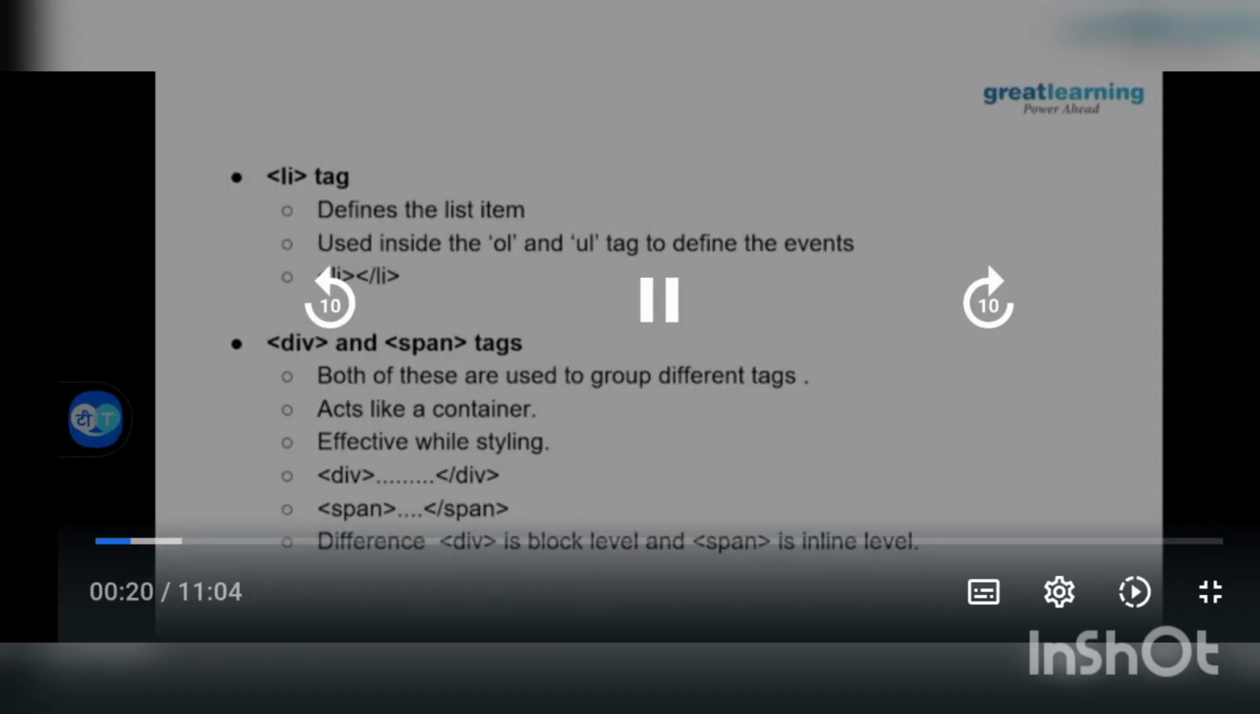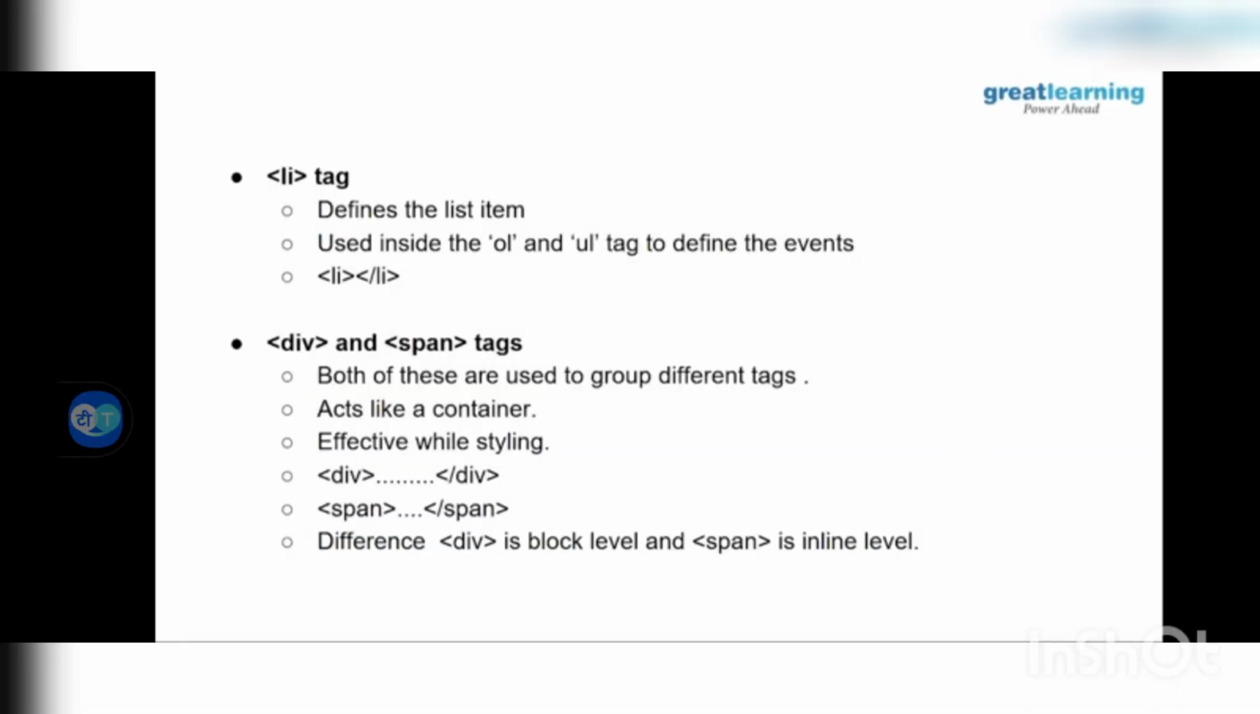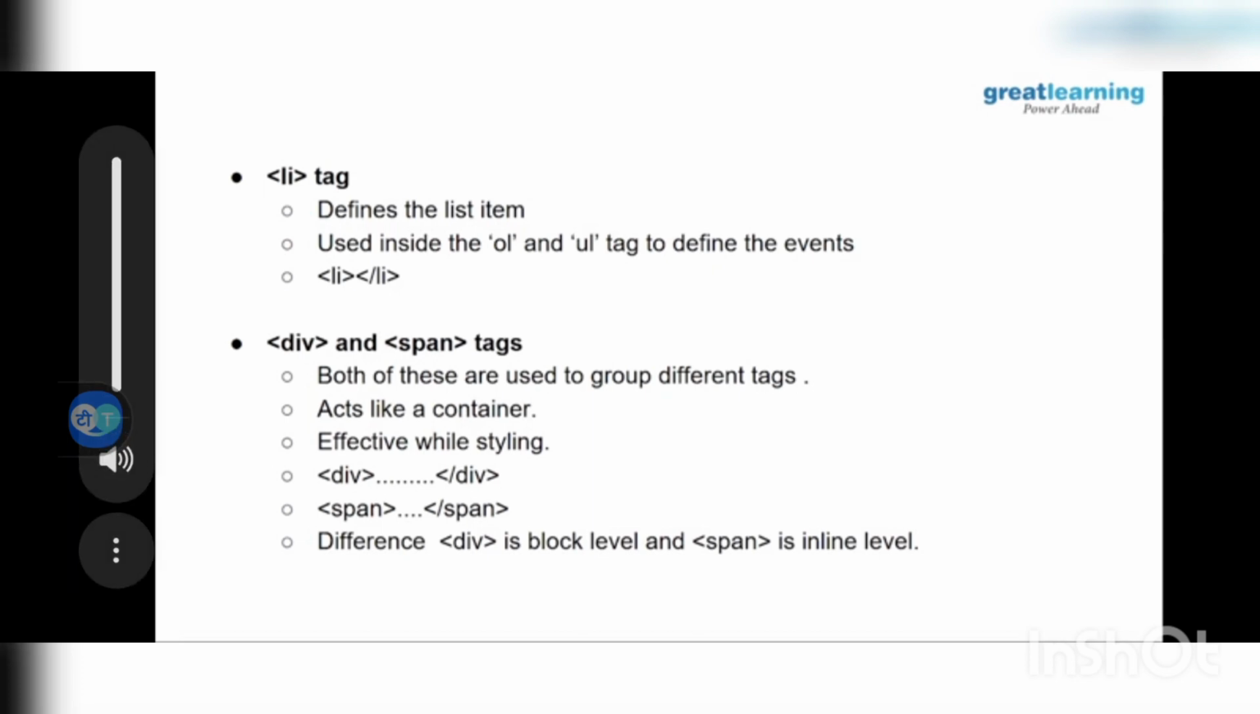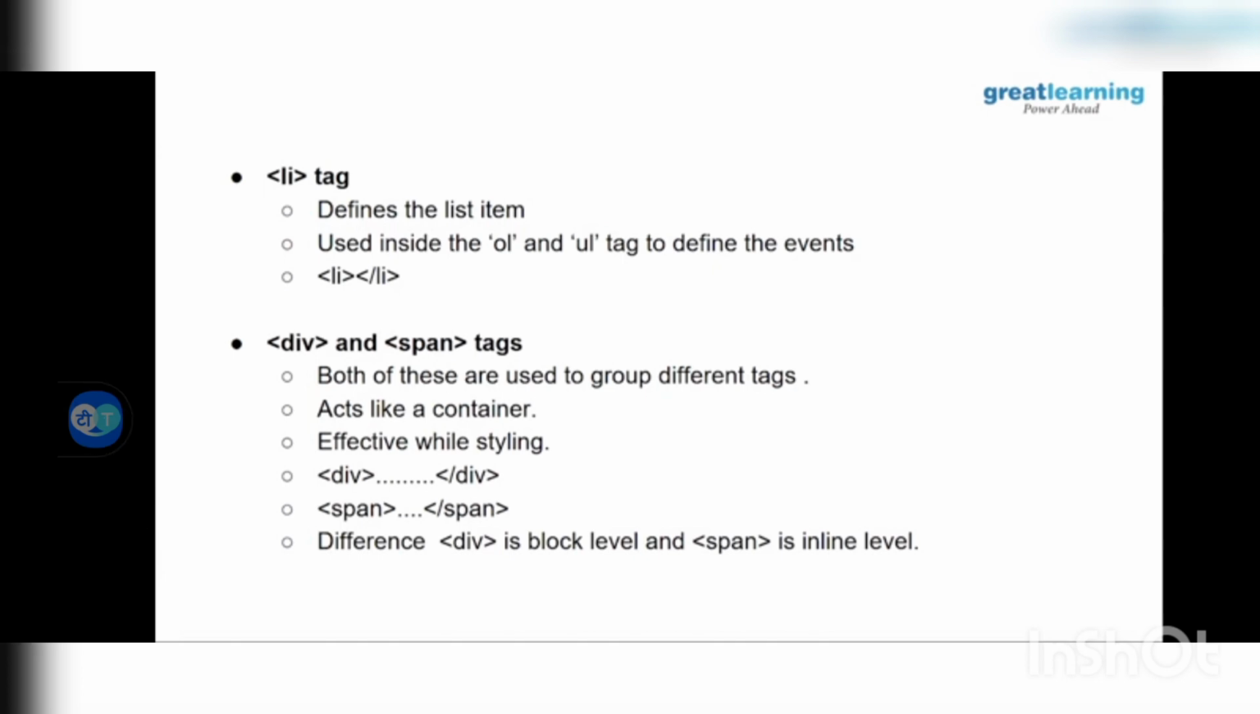is a block level element and another is an inline element. So both of these tags are used to group different tags. Now let's suppose you have a paragraph tag, you have headings in it, you have images in it, you have another list in it, right? Now you want to group these items or group these tags together. So what is the way to do it? You will use div tags and span tags.